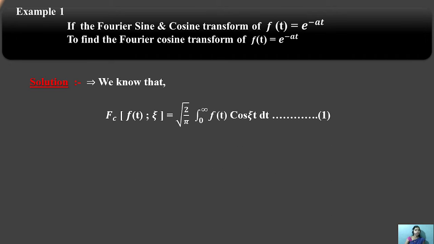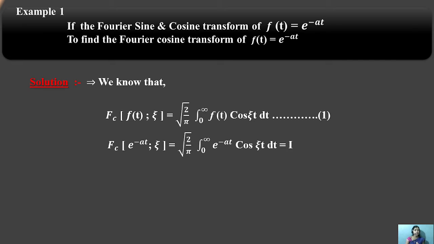Then the solution of this form will be generated. We know that the formula is given as the Fourier cosine transform: f_c(ξ) equals square root of 2 upon pi, integration from 0 to infinity f(t) cos ξt dt. We get this as the first equation in this formula.